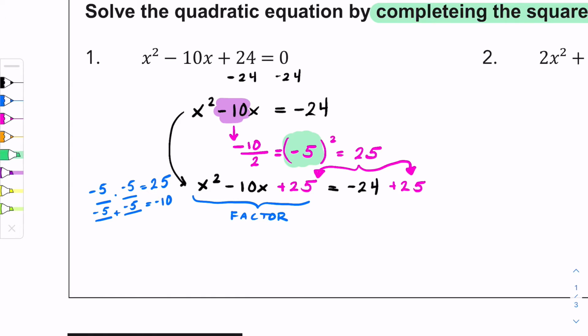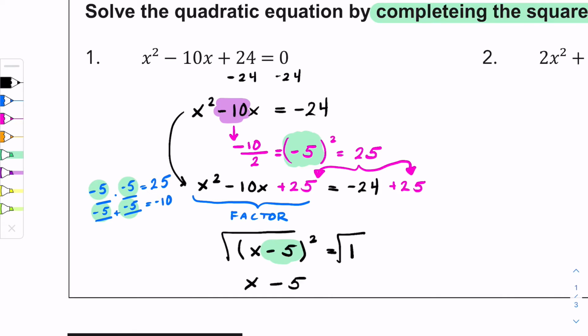Instead of factoring this entire expression, I can jump ahead because I know that my factored expression is going to be x minus 5 in parentheses squared. And again, this minus 5 is that significant value we found up here. And this is equal to negative 24 plus 25, which is equal to 1. I can take the square root of both sides, giving me x minus 5 is equal to positive or negative 1.